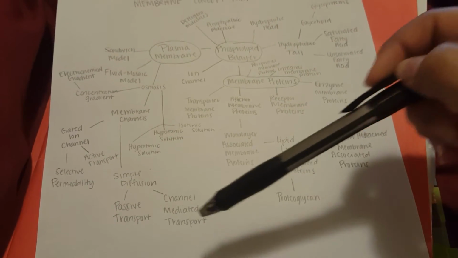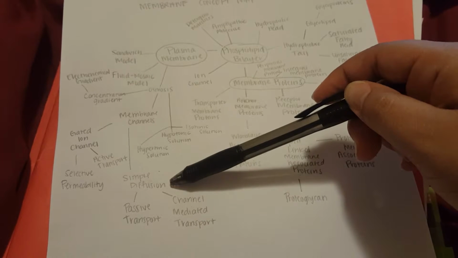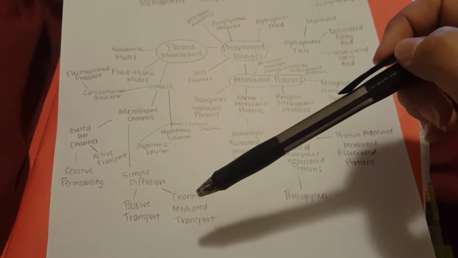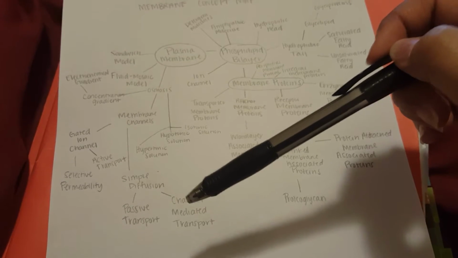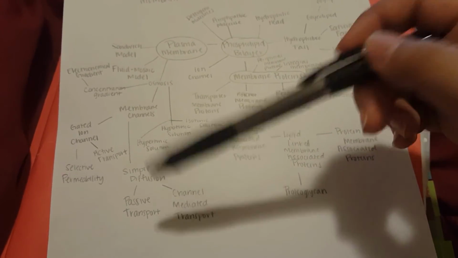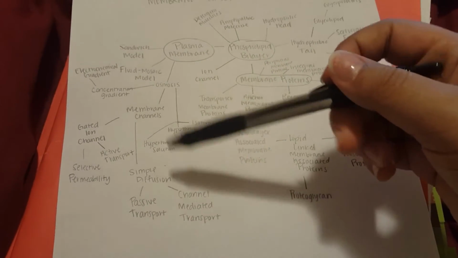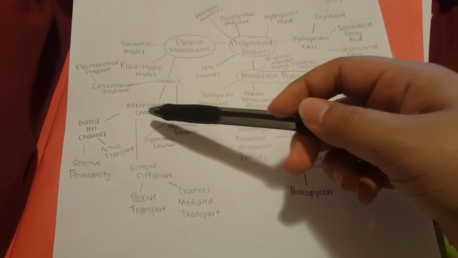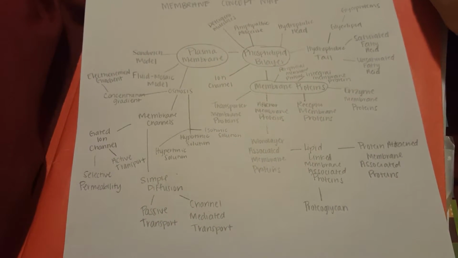Passive transport and channel-mediated transport are like simple diffusion because they don't need a sort of push. It will just occur on its own. There is no other outside source to help it. And also from membrane channels, we get a gated ion channel.